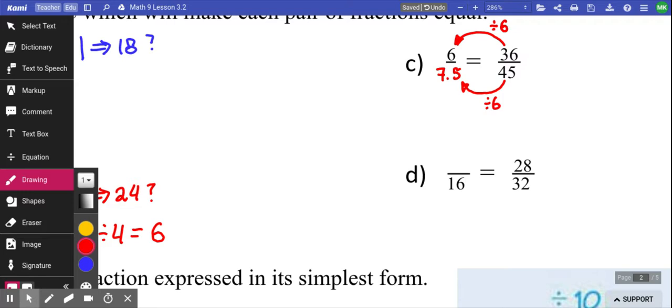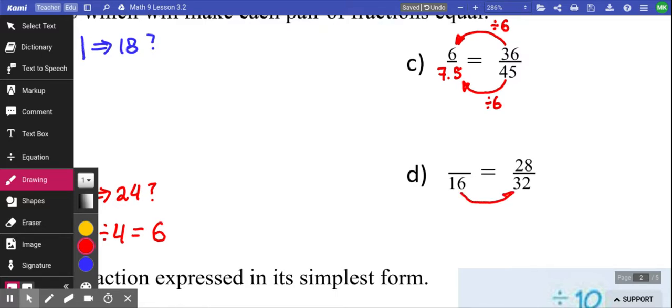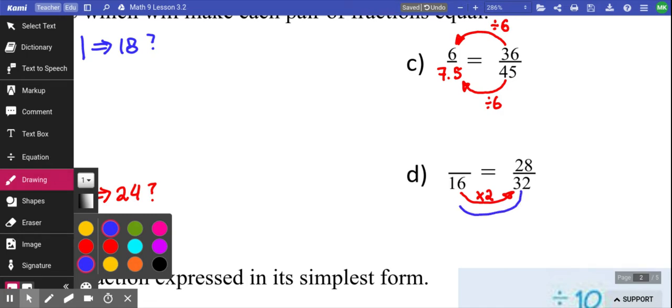If you want an equivalent fraction, you could multiply top and bottom, or you could divide top and bottom to get an equivalent fraction. They work the same way. So if you look at D, if I asked myself, how do 16 and 32 relate? I could look at it as 16 times 2 to become 32, or I could look at it as 32 divided by 2 to become 16. It's the same thing. You're just thinking opposite direction, so opposite operation. The opposite of multiplication would be division.